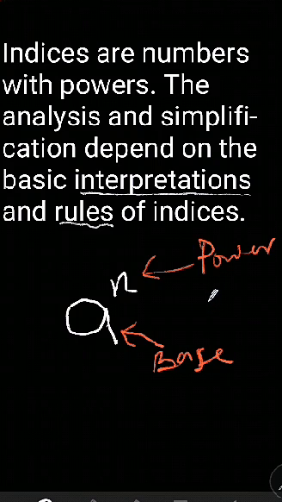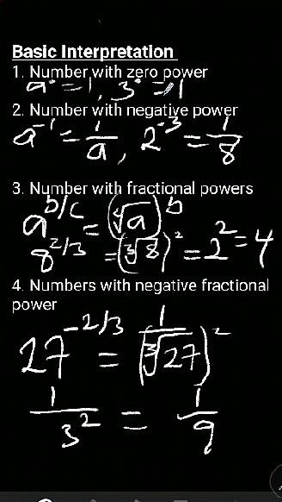So when we have many index, that is when we have indexes. Okay, so let's look at this number a raised to power n. The n here is referred to as power, while a here is referred to as the base. So let's look at the basic interpretations.